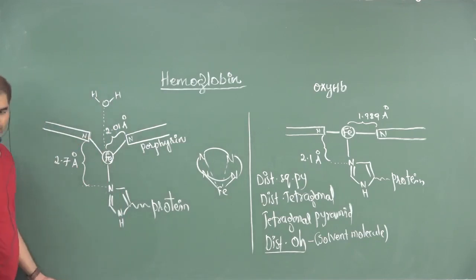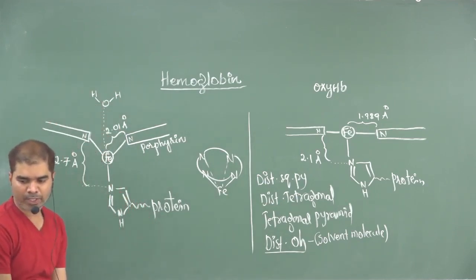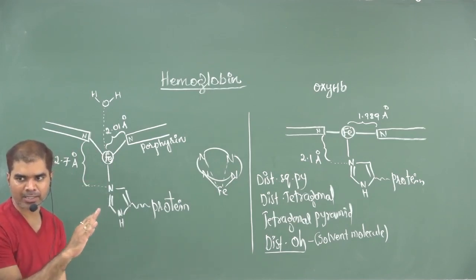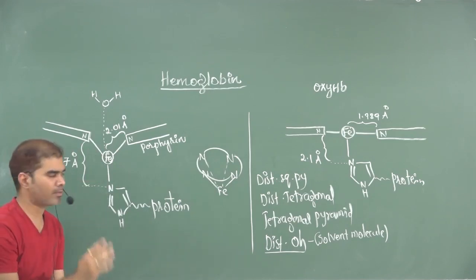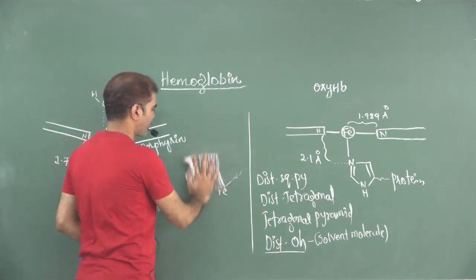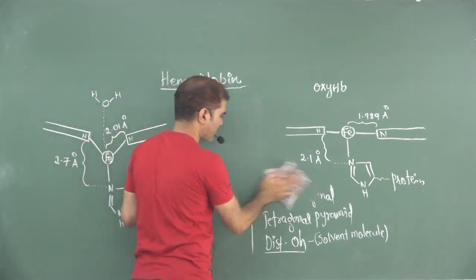Next point. Coordination number 5 dash 6. If solvent is considered, 6. If solvent is not considered, 5. Coordination number 5 or 6.